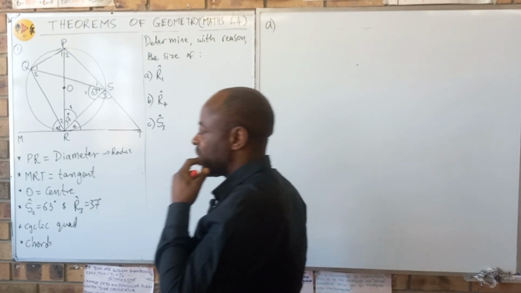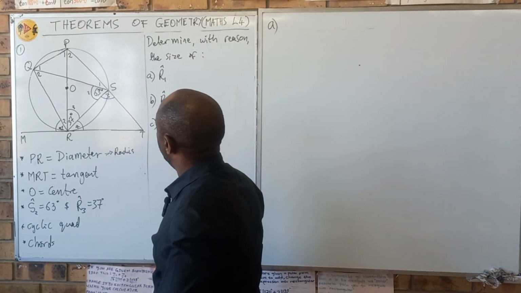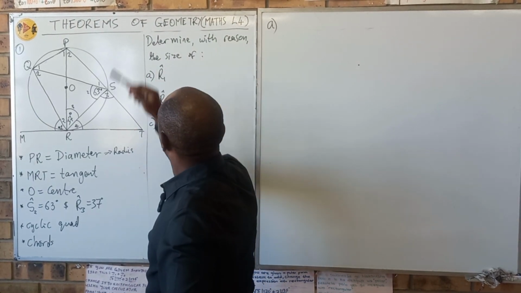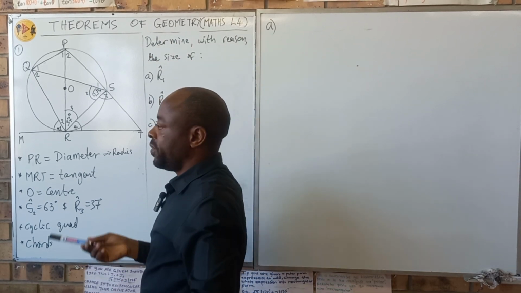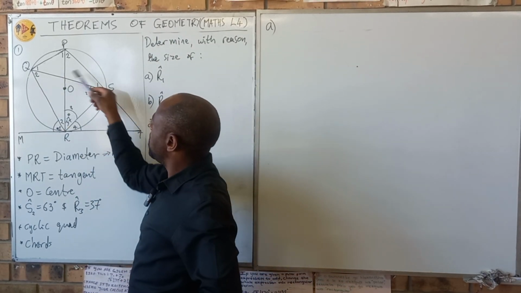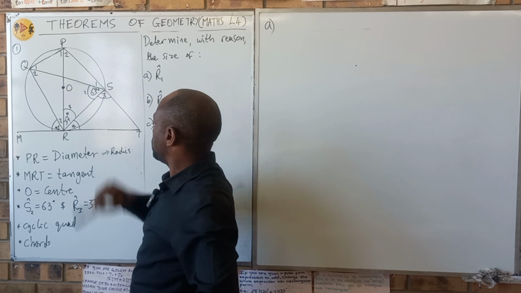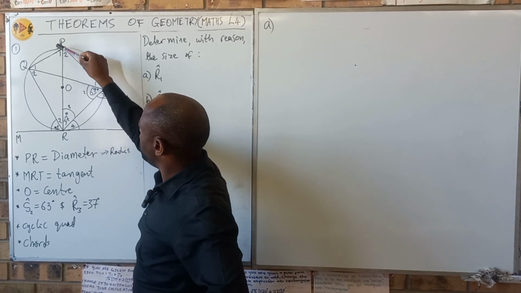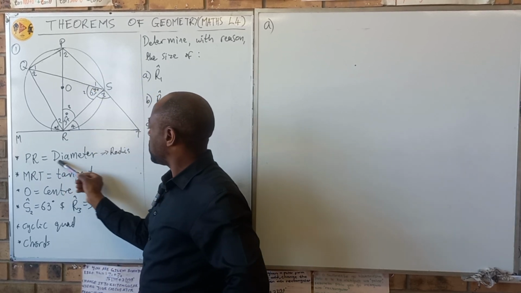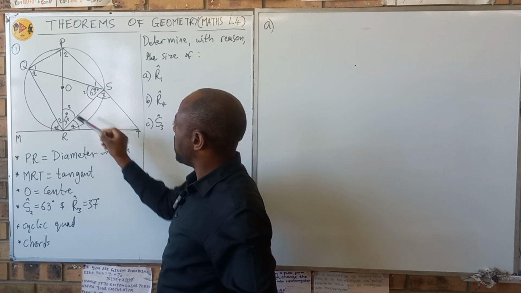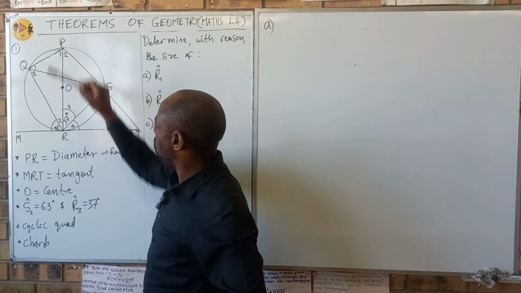Good day, guys. We are looking at a few more problems on theorems of geometry in maths level 4. Here we've got a circle with P, Q, R, S on the circumference. Then PR is the diameter. That's what I've picked up. That also means there are radii, OR and OP.